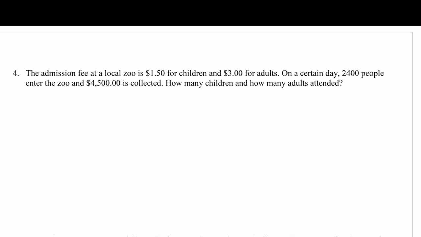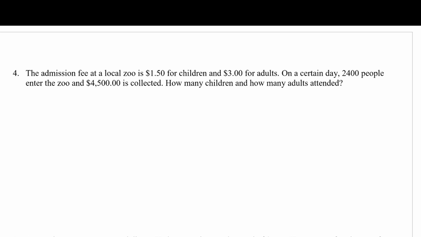Continuing our work with solving word problems using systems of equations, we have here that the admission fee at a local zoo is $1.50 for children and $3 for adults. On a certain day, 2,400 people enter the zoo and $4,500 is collected. How many children and how many adults attended?